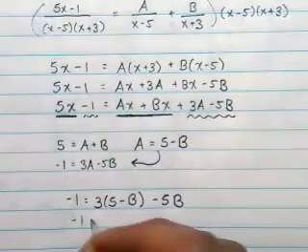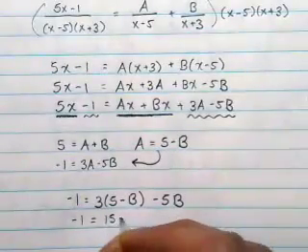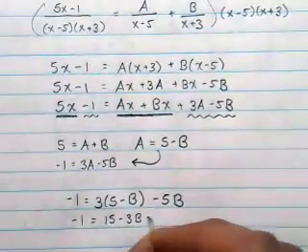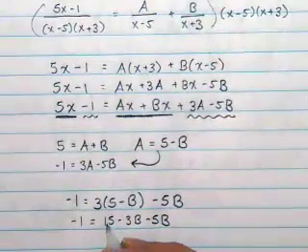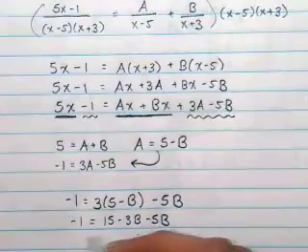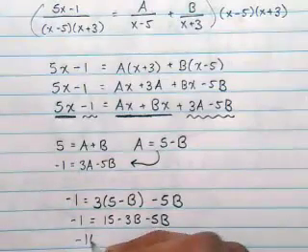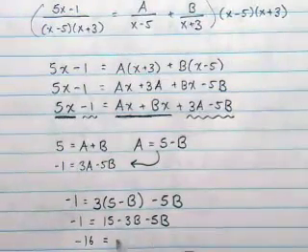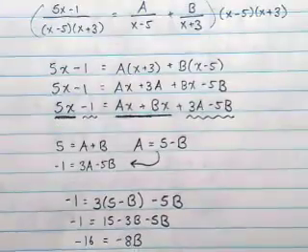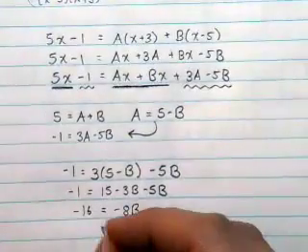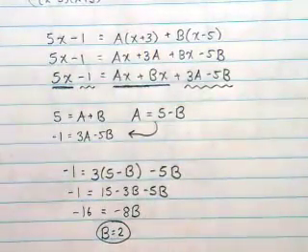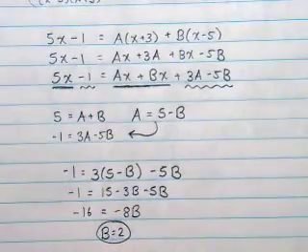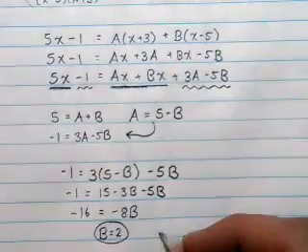So negative 1 equals 15 minus 3b minus 5b. So if I add the 15 to the other side, that's going to be, or no, subtract it. So negative 16 equals negative 8b. So what's the value of b? B is 2. Good. Look at one of those equations up there. What's a? 3. Yeah, okay, good.